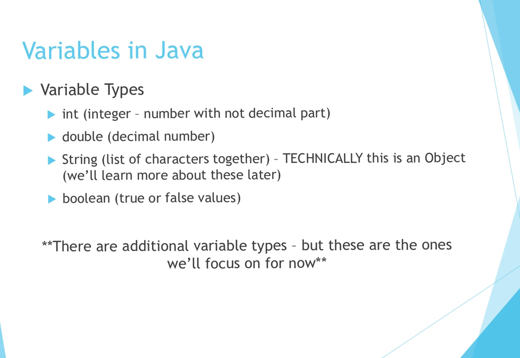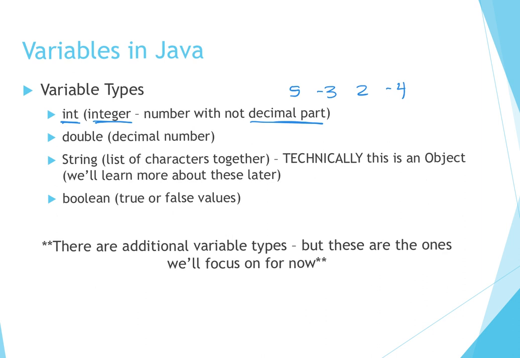So there are a variety of different variable types in Java. We're going to focus on these four to start. Now there are more variable types that we will focus on, but these are the ones that are the most important for us. The first one we're going to look at is an int type, which is an integer, which means it's a number that does not have a decimal part. So if we create a variable of this type, it can only contain things like 5, -3, 2, -4, numbers that do not have a decimal part.